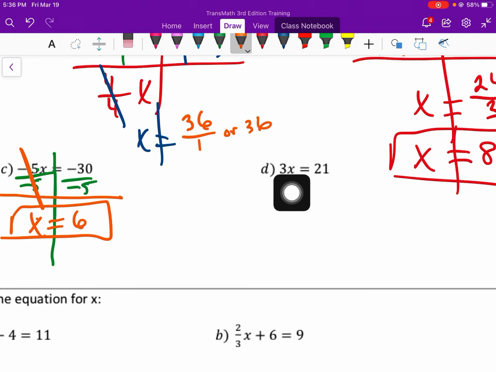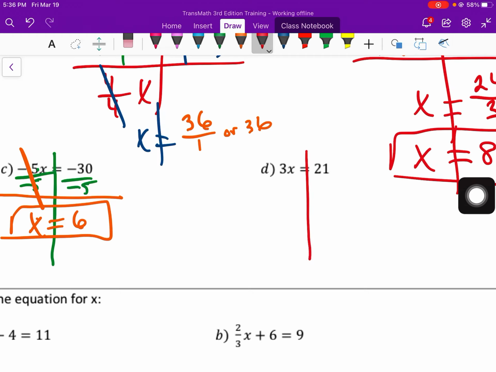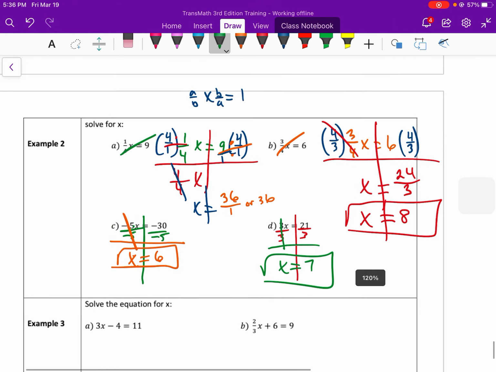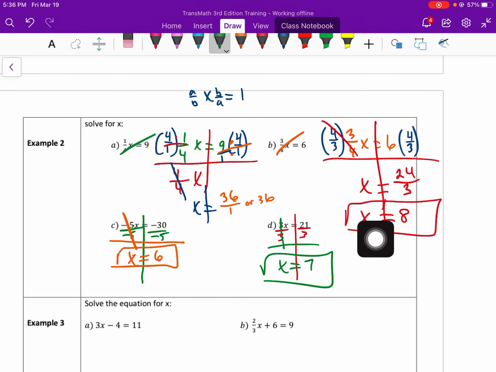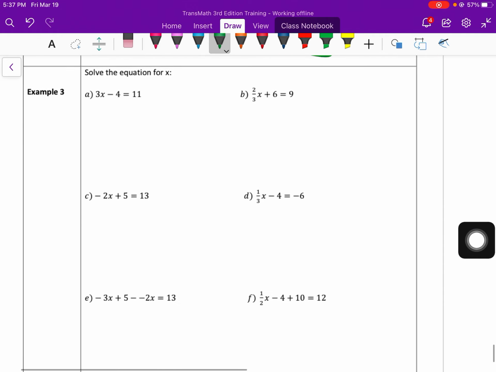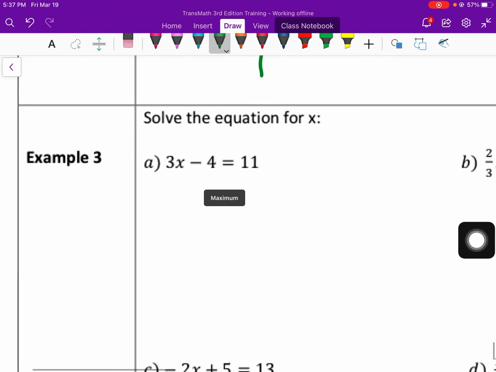One more here. 3 times x equals 21. 3 times x, so we need to divide both sides by 3 to get x by itself. Those simplify. So we have x equals 21 divided by 3 is 7. Again, if you want to check it, plug your value of x back in. See if it simplifies to whatever it equals, because your equations or your expressions should be balanced.